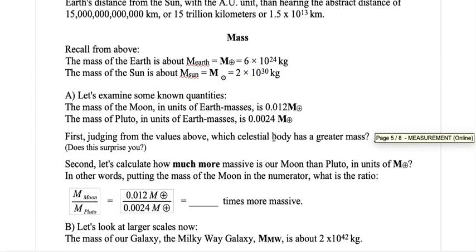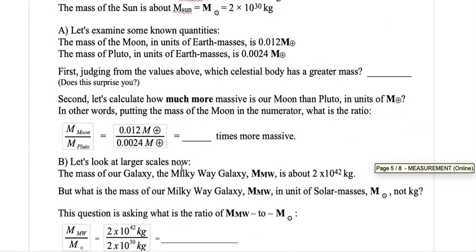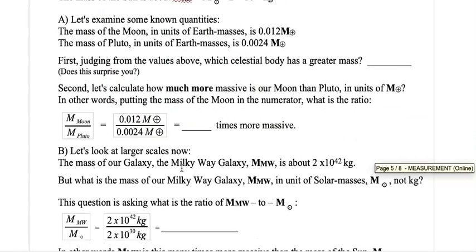So we're asked to compare two objects in our sky. The Moon is visible, the Pluto you would need a telescope for, and you're given that the Moon is 0.012 Earth masses, and the mass of Pluto is 0.0024 Earth masses. So it asks you to examine their comparative masses, first judging which is more massive, and then the ratio, which tells you how many times more massive the more massive one is.